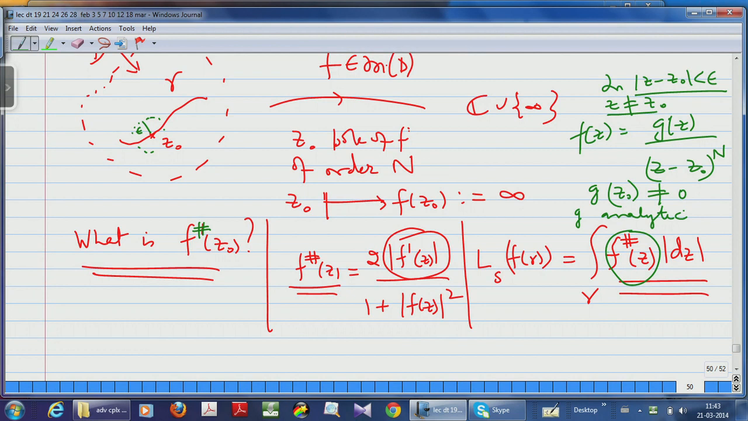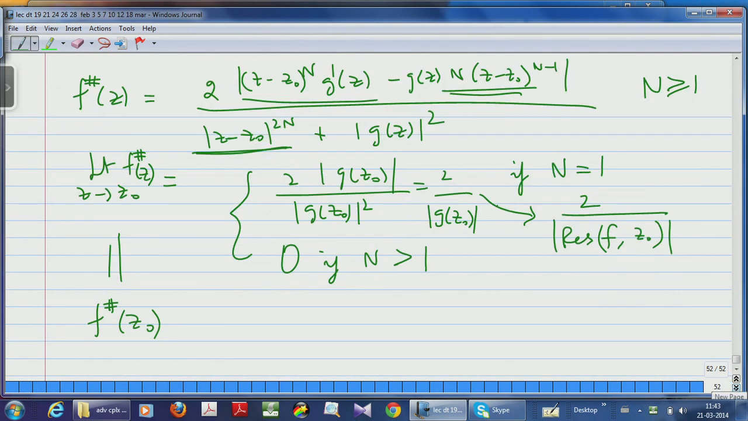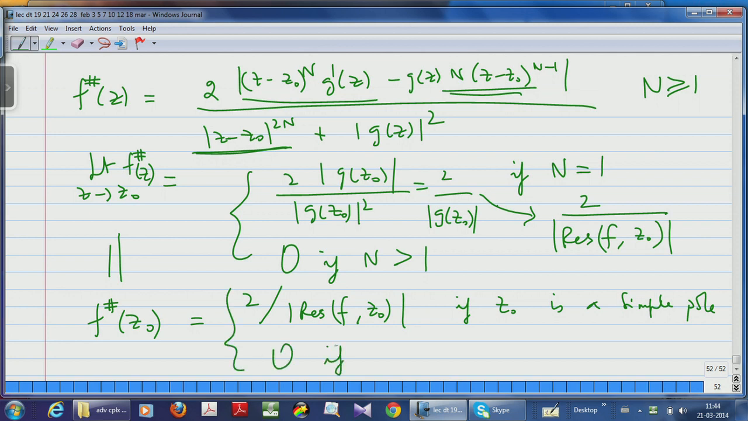And what this calculation tells you is that the spherical derivative is 2 divided by the modulus of the residue of f at z naught, if z naught is a simple pole, and it is 0 if not. Here, if not means a pole of higher order.